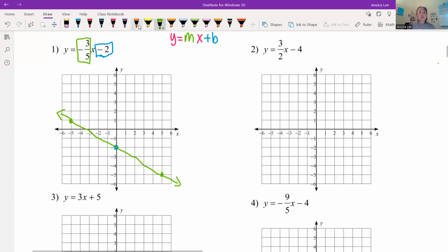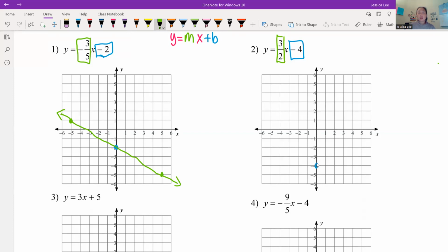All right, going on to the next one. We're going to go blue first, blue for b. So again, our b is -4. It's the one that does not have the x attached to it. We're going to go on the y-axis, -4. And then we're going to go do the slope, which is 3/2.